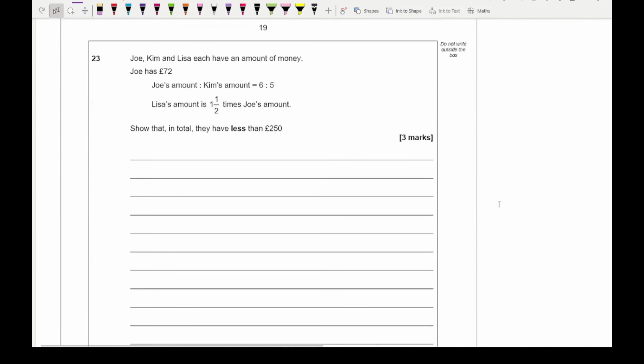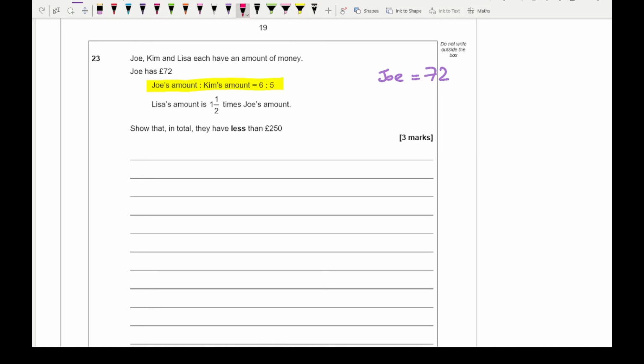Moving on to question 23, it says Joe, Kim and Lisa each have an amount of money. Joe has £72. Joe's amount to Kim's amount is in the ratio of 6:5. Lisa's amount is 1.5 times Joe's amount. Show that in total they have less than £250. So for this, what we need to do is first of all establish how much each of these three people have. It tells us that Joe has £72. So then what I need to do is work out Kim's. To work out Kim's, I need to use this ratio.